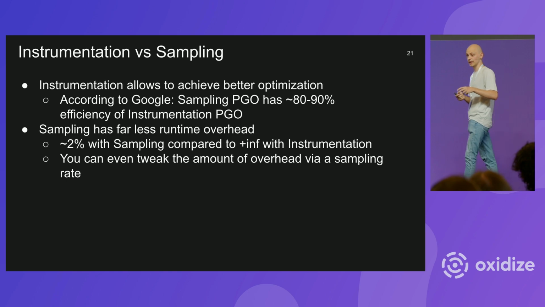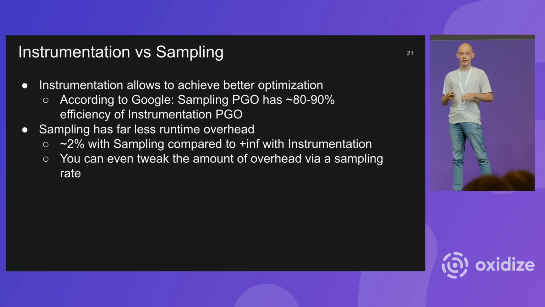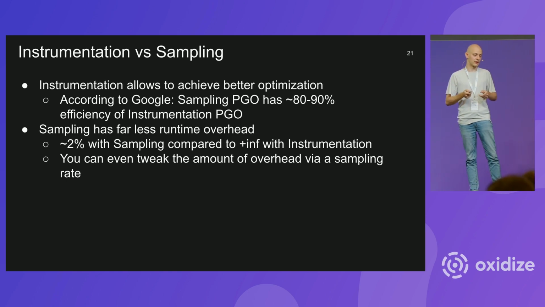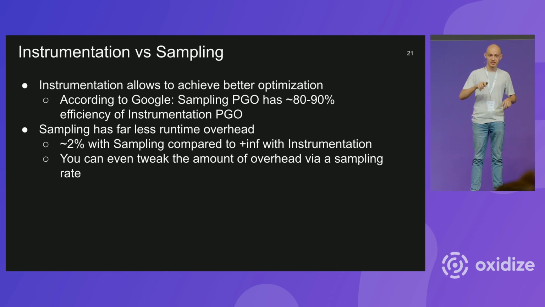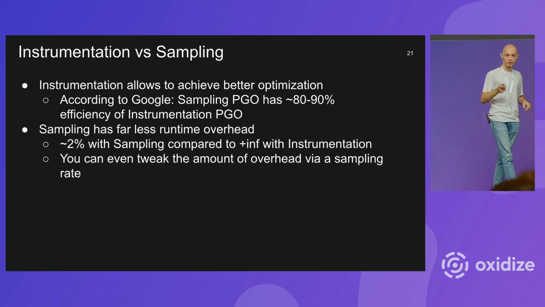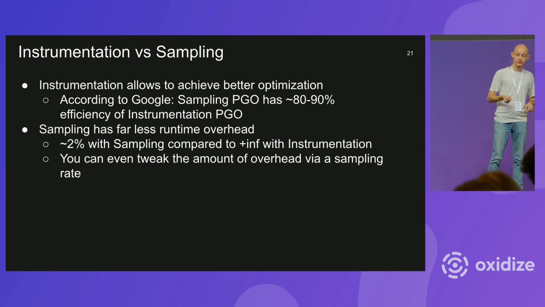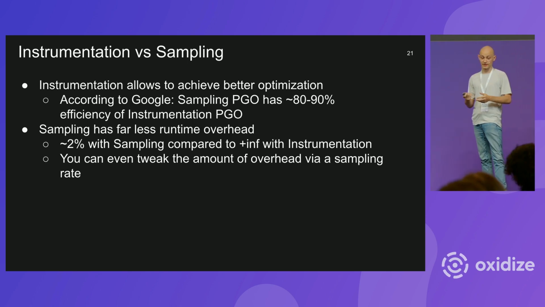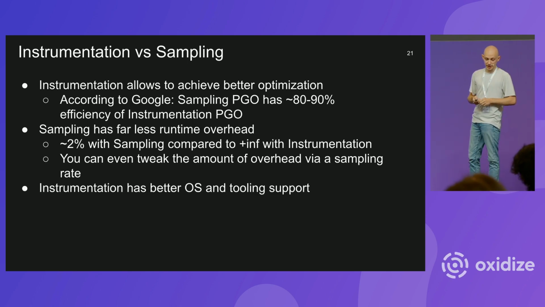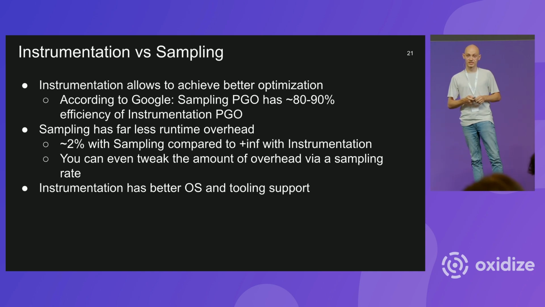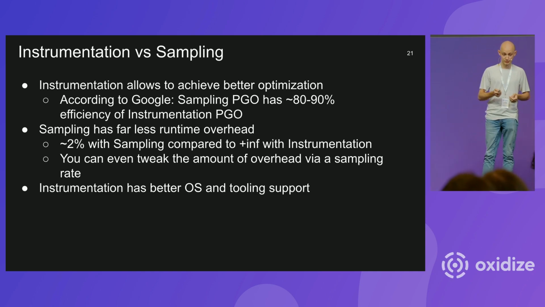And even this amount of overhead can be tweaked via the sampling rate of your profiler. So if you want to get more precise profile and you are fine with more performance penalty, just increase sampling frequency. Want to reduce performance penalty, decrease sampling frequency, that's it. And instrumentation, once again, has better OS and tooling support because it's a default PGO mode.